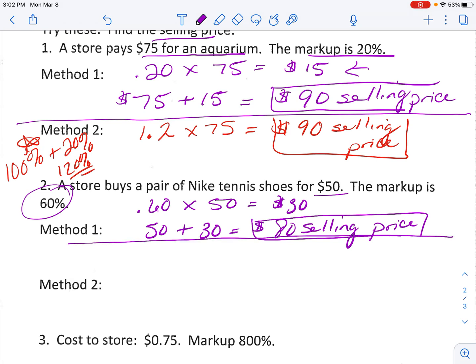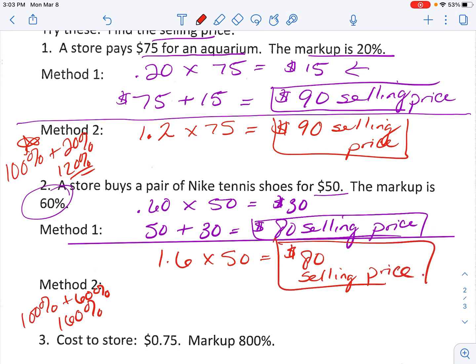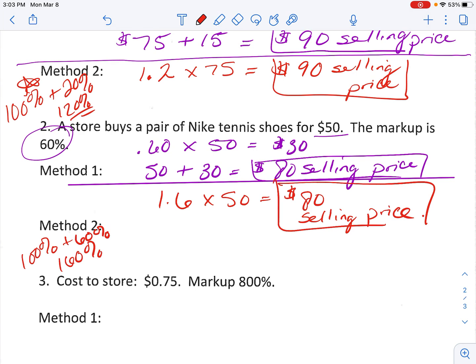Alrighty, let's look at method two. Okay, again, we always have to pay 100%. $50 is the Nike shoes. We got to pay that plus the 60% markup. So we have to pay 160%. As a decimal is 1.6 times the shoe cost, which is 50. 1.6 times 50 is $80 is the selling price. It just saves us a step if that method makes sense.